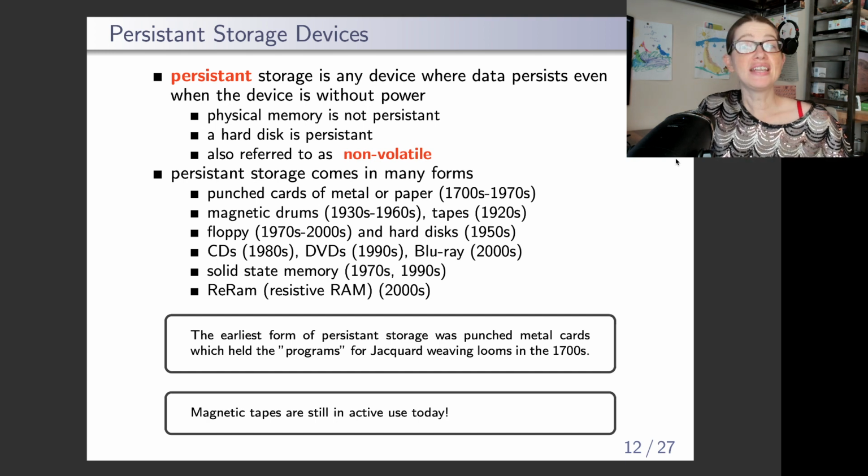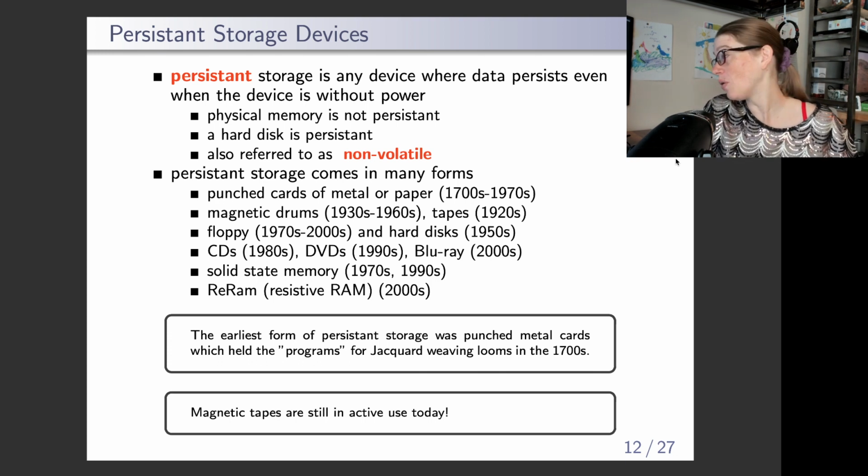And then we have solid state memory, so SSDs. Now you might be thinking SSDs are a form of persistent storage that have been around for only a few years, but actually they're really old. The idea of solid state memory has been around since the 70s. This is not a new idea, although in the 70s it was very big.